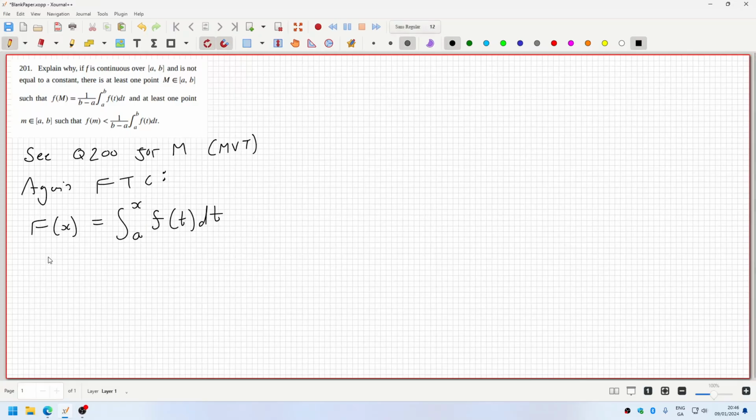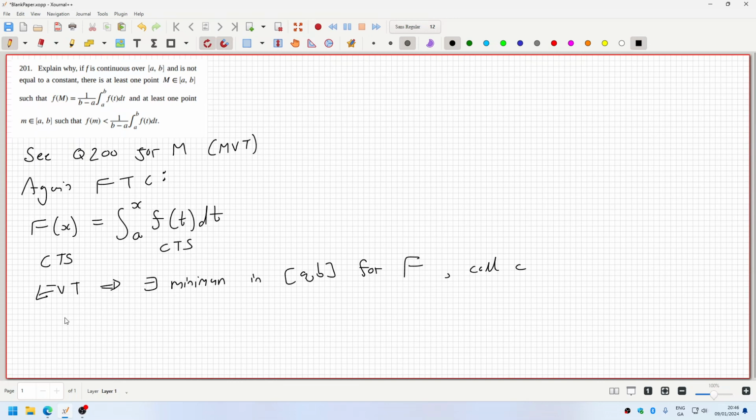So this will be continuous, although I don't know if we've proven that, if that's a theorem yet, I'm not sure. Anyways, we can now use the extreme value theorem, which means there exists a minimum in [a,b] for F, so call it c. So that means F(c) will be less than F(x) for x in (a,b). And there's no equal here because it's not constant.